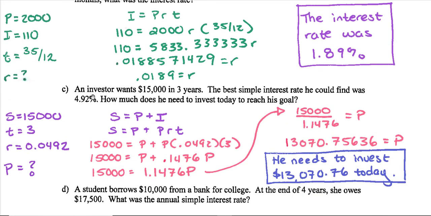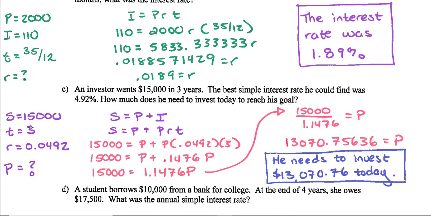Let's look at C. An investor wants $15,000 in 3 years. The best simple interest rate he could find was 4.92%. How much does he need to invest today to reach his goal? Key word here was simple interest. Okay, so he wants $15,000 in 3 years. Not that he wants $15,000 in interest. He wants $15,000 total. So his future value, S, which is P plus I, is going to be 15,000.